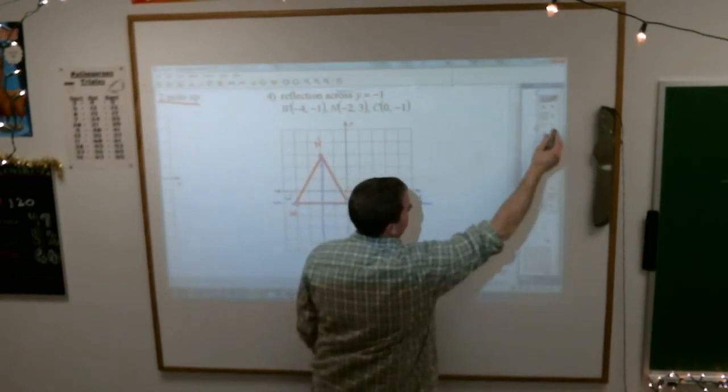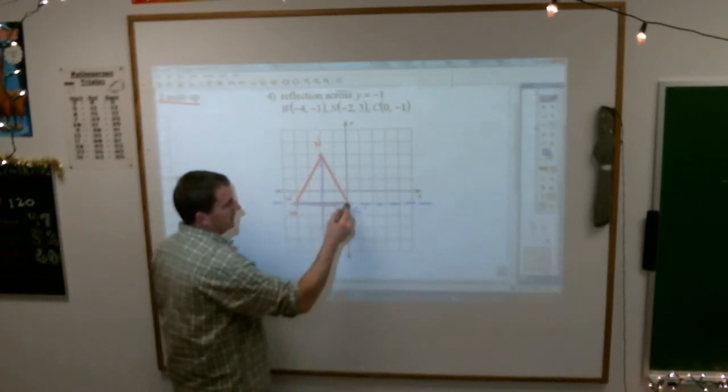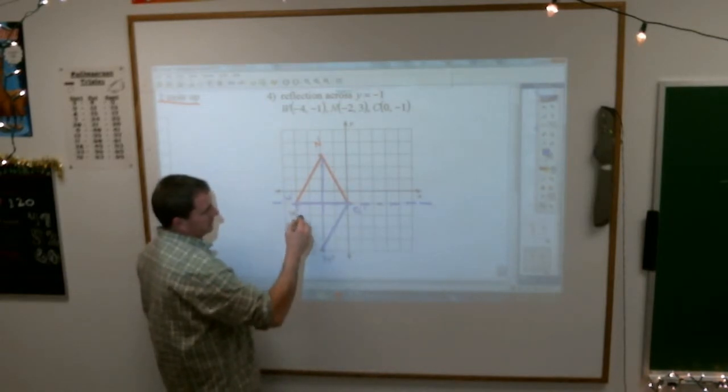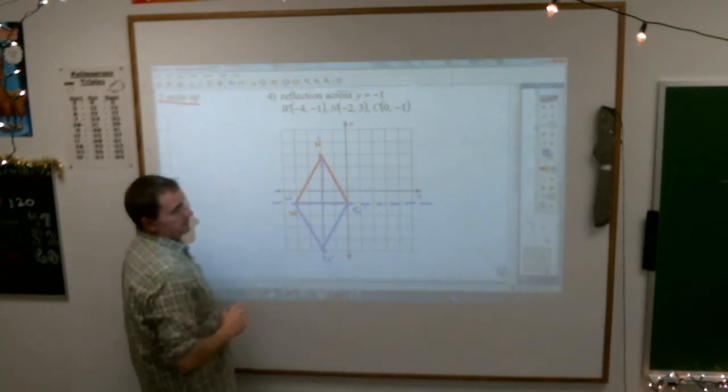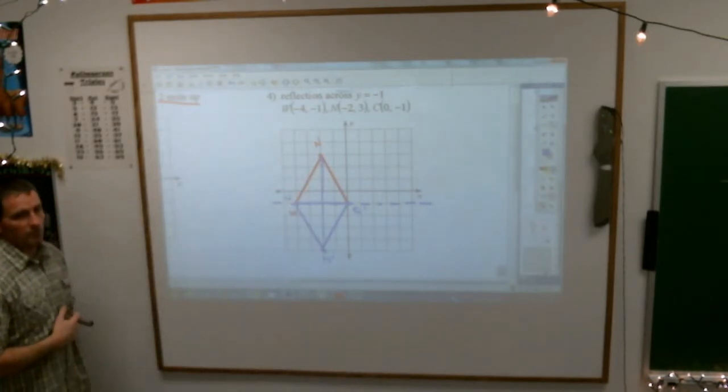So your new shape is going to share the same side as the old shape, but then it's going to go down to here and across here. That is the reflection around where y equals -1.